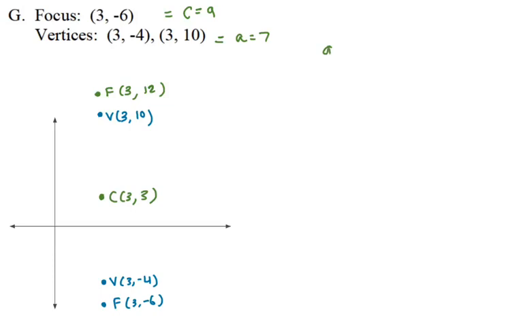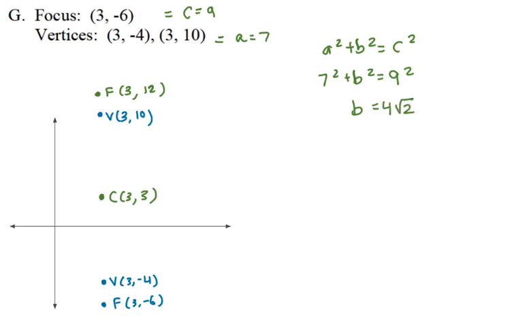And then we can find b. a squared plus b squared is equal to c squared. 7 squared plus b squared is equal to 9 squared. So in this case, b is going to be 4√2.